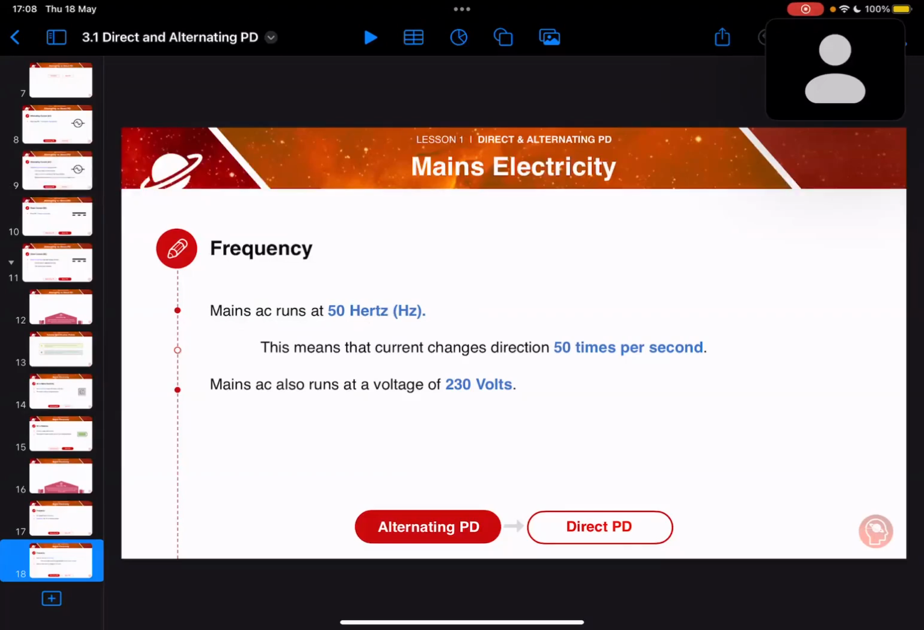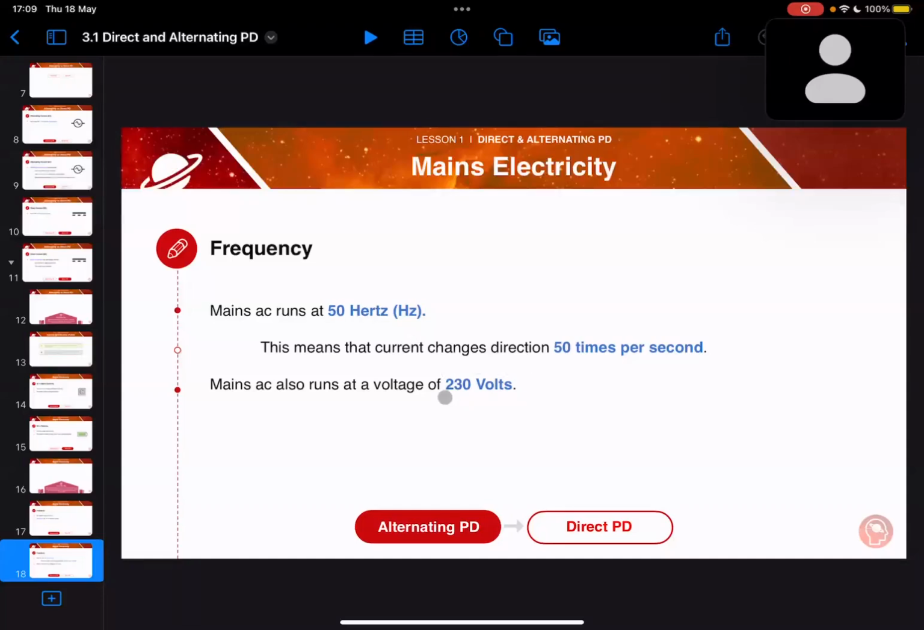Okay, there's no more questions. Good. Okay, so essentially 50 hertz just means that the current changes its direction 50 times per second. So number of times per second is 50. That's why the mains alternating current runs at 50 hertz. So this is your frequency.